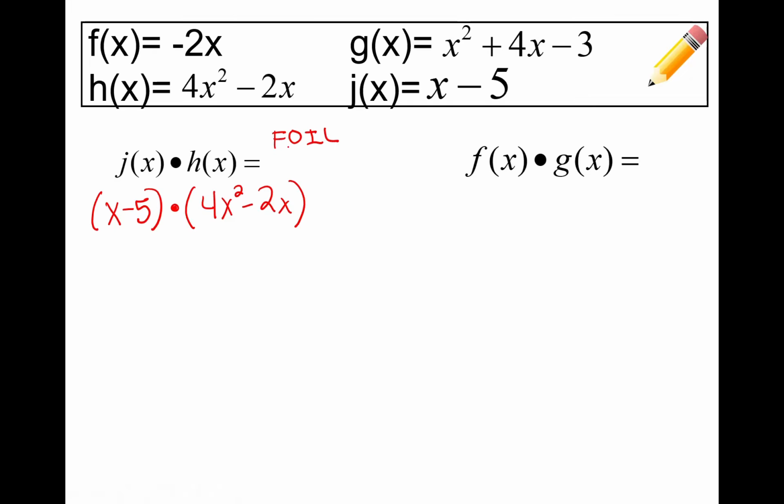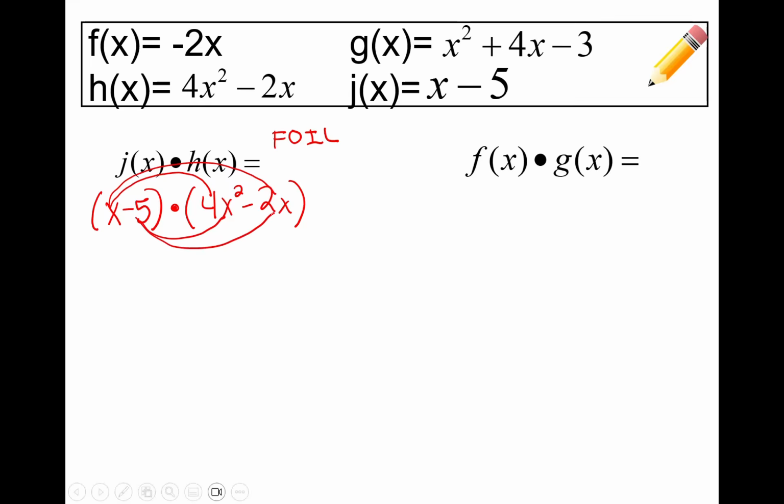Firsts, outsides, insides, lasts. All that is a mnemonic or like a word to help us remember what to do. Ultimately, all you have to do is everybody has to talk to everybody. That's the world that we're living in here. So x has to talk to 4x squared, and he needs to multiply by negative 2x. Negative 5, he has to go to 4x squared.